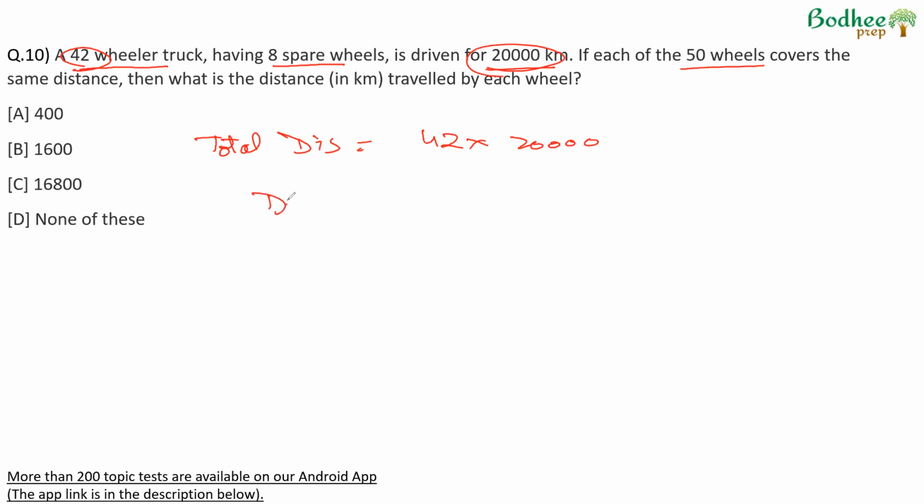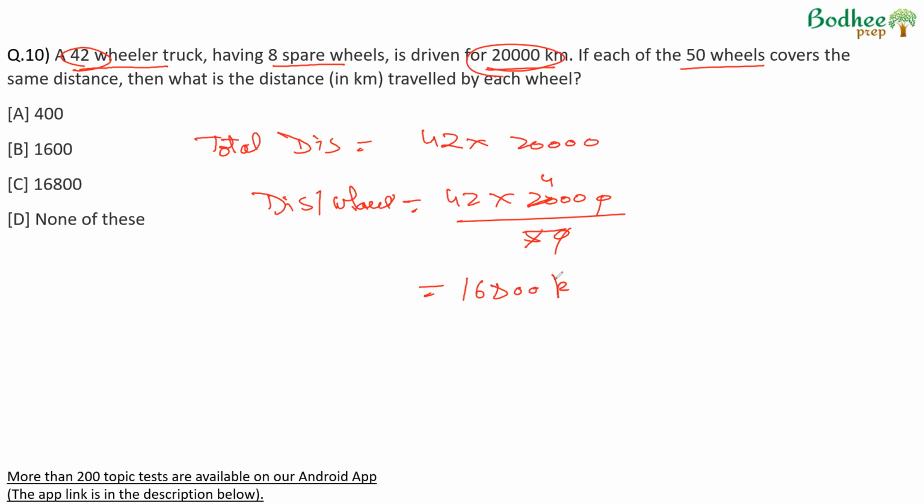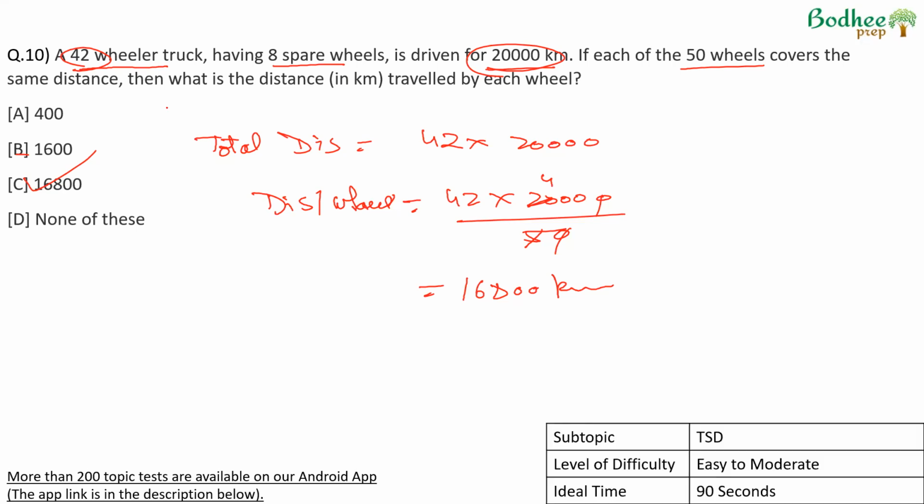Therefore, distance per wheel has to be total distance equally divided amongst the 50 wheels. So this becomes my answer. 5 4s are 20. 16800 kilometers, option C. Or 42 by 50 times the total distance that is to be covered will be the answer. In terms of level of difficulty, I think easy question, just one equation is to be written. Not more than maybe 90 seconds to solve the question.